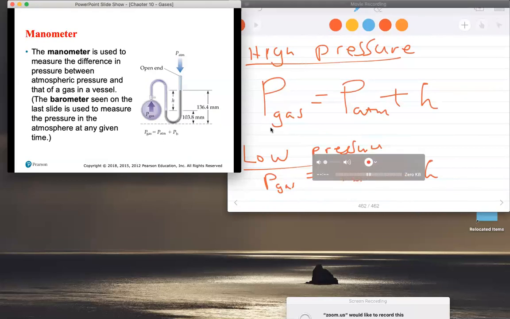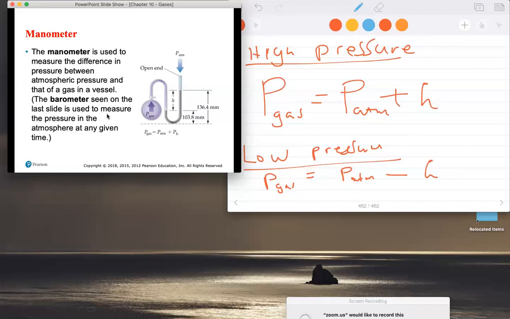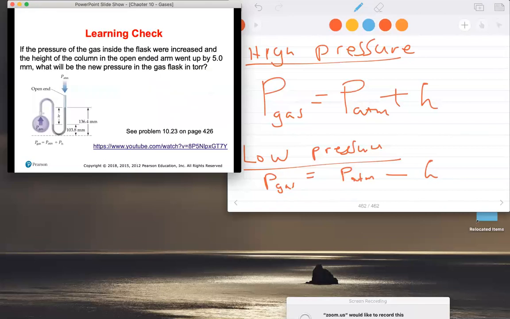These two equations help you to determine the gas pressure using a manometer. It is good to understand how this works. I have a YouTube video explaining, I don't want to play it right now because of time, the details on how to calculate the pressure of a sample of a gas using a manometer. It's just similar to this. Let's solve the example here.